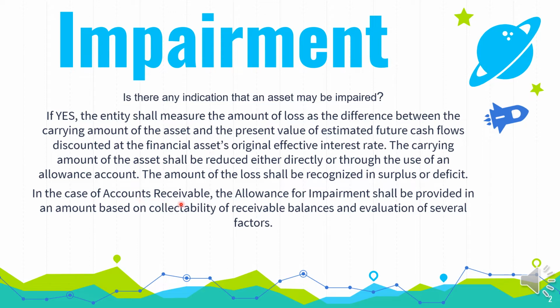The carrying amount of an asset is recognized in the balance sheet after deducting accumulated depreciation and accumulated impairment loss. Furthermore, in the case of accounts receivable, the allowance for impairment shall be provided in an amount based on collectibility of receivable balances and evaluation of several factors such as aging of accounts, collection experiences of the agency, expected loss experiences, and identified doubtful accounts.